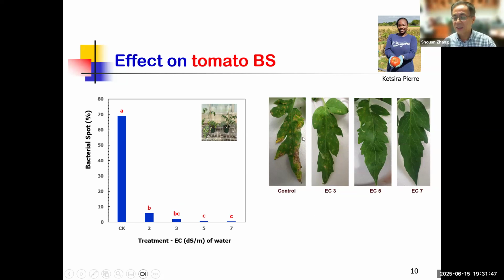Here are the pictures showing the difference in bacterial spot on salinity treatments and on the untreated control. You see there are a lot of lesions of bacterial spot on the tomato plant leaves in the untreated control. However, the plants with the salinity treatment, EC3, had significantly reduced disease, EC5 even much lower, and EC7 only a few lesions, almost no disease.